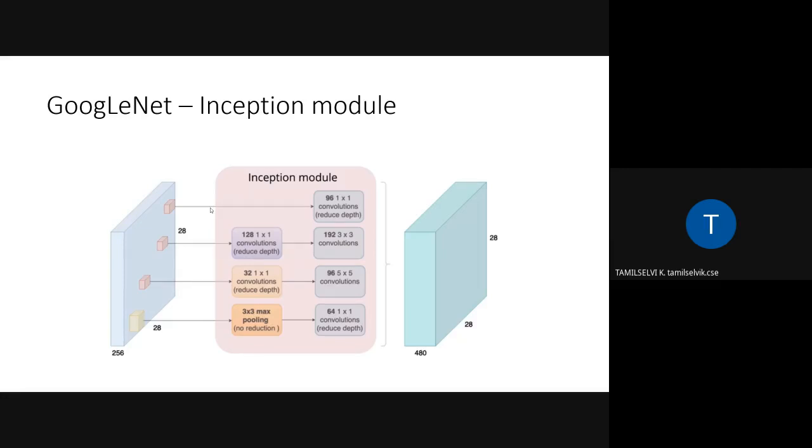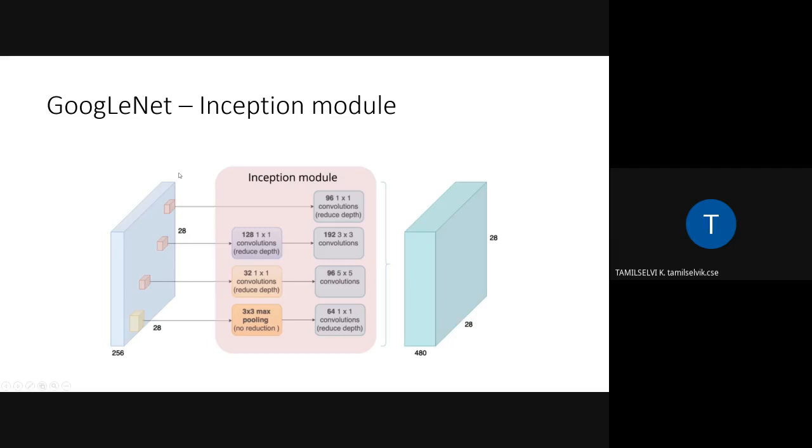In PyTorch or TensorFlow, any library, if you refer on the internet, you will find only the inception model, not the GoogleNet model. The model name is given as inception. The core module of GoogleNet is the inception module. We will see what the inception module is. First, the image is 28 cross 28, and the depth is 256.